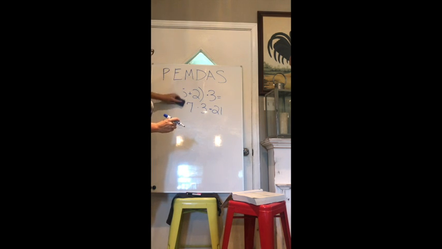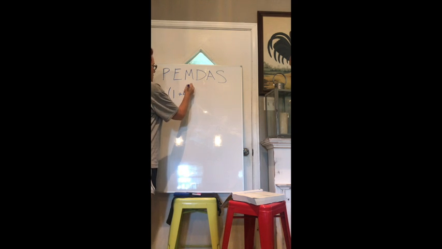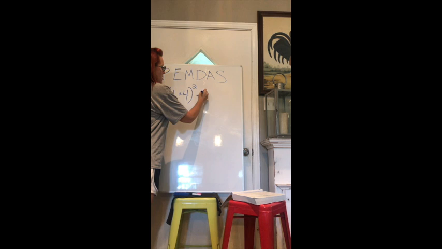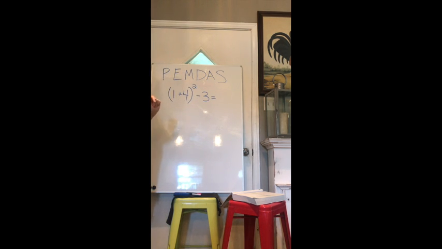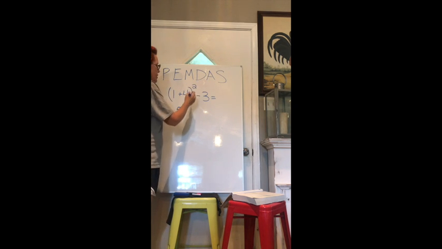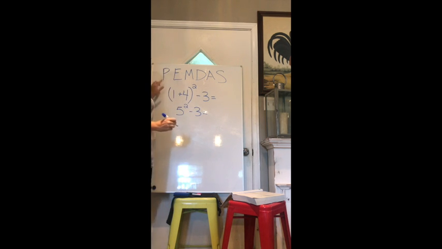Now if I gave you a problem that looked like this. Okay, I'm looking for parentheses first. So inside my parentheses is 1 plus 4. So I know that 1 plus 4 equals 5. Now, what's in my parentheses also has an exponent. So now I'm going to transfer my exponent to the answer that was inside my parentheses. Okay? Now, I've done my parentheses.